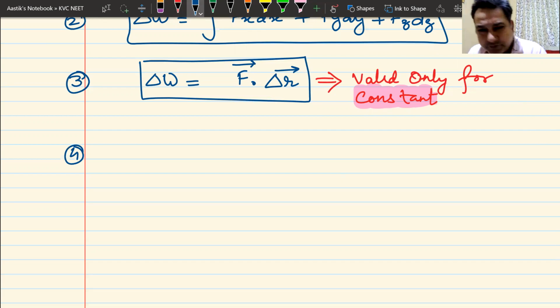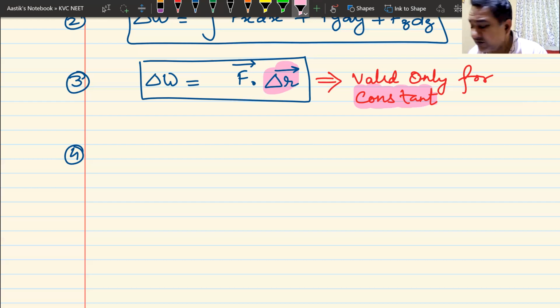Point number 4. Whatever pointers I'm giving you, you will not find them in any book, any note, even the notes that I've sent you. That is why you come to the class, right? Now, remember this. While we are talking about this force, we are talking about this displacement, delta R, whether you call it dr in the integral of F dot dr, or you call it delta R, displacement.